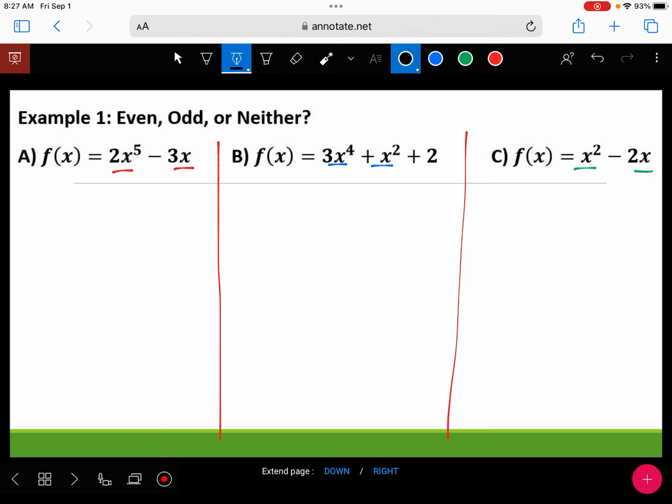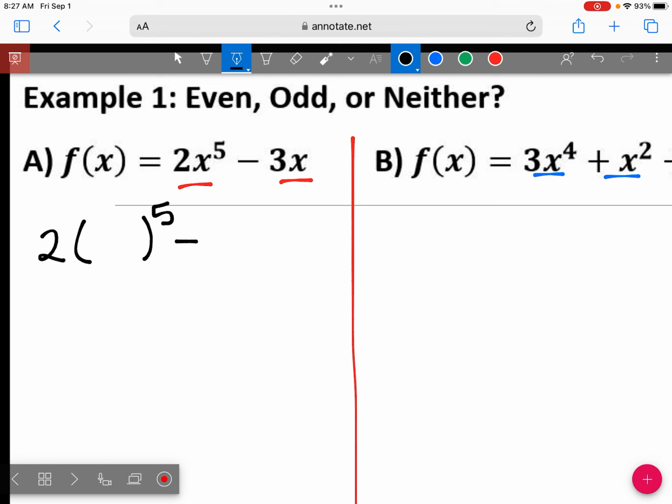Okay, so let's look at A. Let me zoom in here. So I'm just going to replace the x. I'm going to rewrite this function, and now I'm putting in a negative x. So when I take -1 to the power of 5, do you think it's +1 or -1? Negative. So that's going to make that negative flip that 2 to a negative. So this becomes -2x to the 5th. And then -3 times -x is +3.